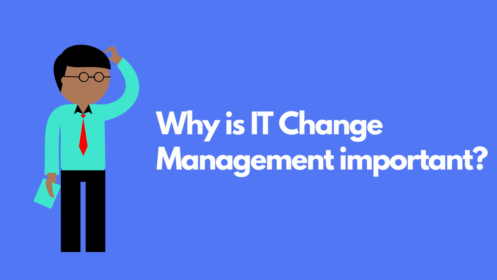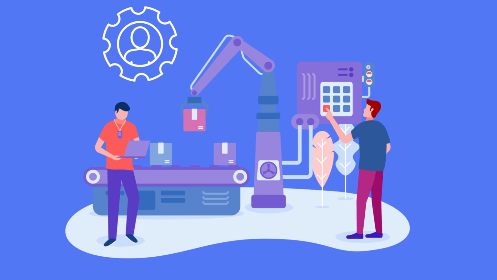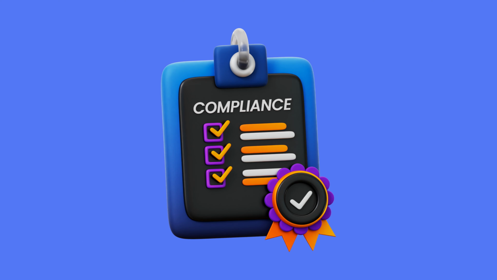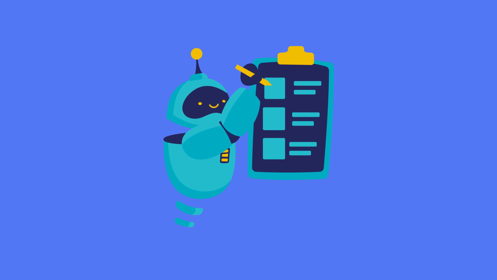Why is IT change management important? IT change management is critical for several reasons. Firstly, IT changes can potentially cause disruptions to business operations. Without proper management, these disruptions can result in lost productivity, revenue, and customer satisfaction. Secondly, IT changes can introduce new risks to the organization, including security threats and compliance issues. IT change management ensures that these risks are identified and mitigated before changes are implemented. Finally, IT change management promotes accountability and transparency, ensuring that all changes are documented, tracked, and audited.